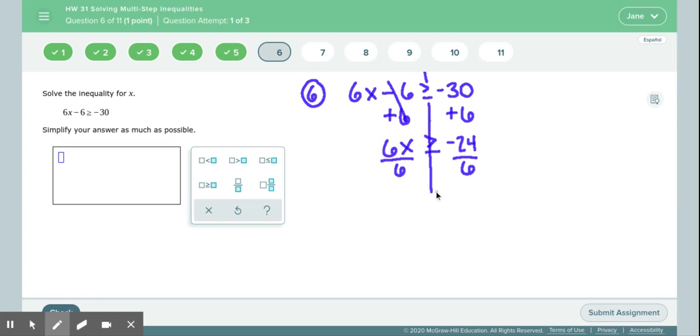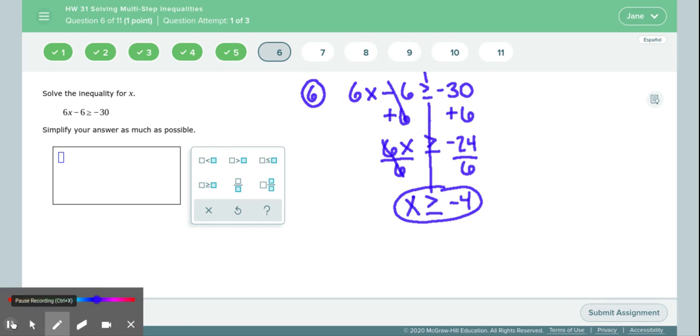Since I'm dividing by a positive, that means I keep the same inequality symbol. 6 divided by 6 cancels, and I'm left with x is greater than or equal to negative 24 divided by 6, which is negative 4. So this would be my inequality. This is telling me that any number that is greater than or equal to negative 4 is a solution. So if I were to plug in negative 1 into here, I should get a true statement. If I plug in 10 for x, I should get a true statement, and so on. Any number that is bigger than or equal to negative 4 would be a solution. So again, I just type my answer in over here, check it, and then move on.